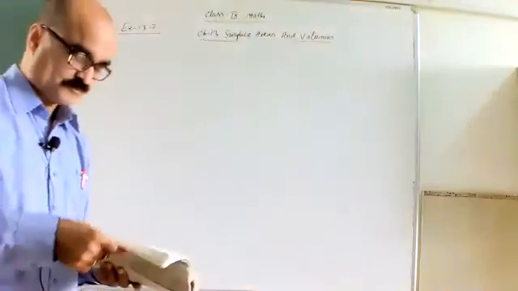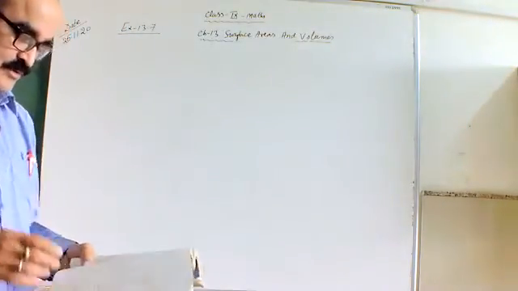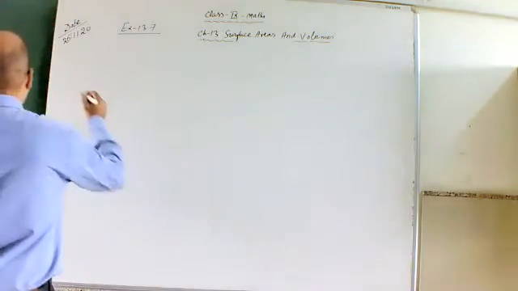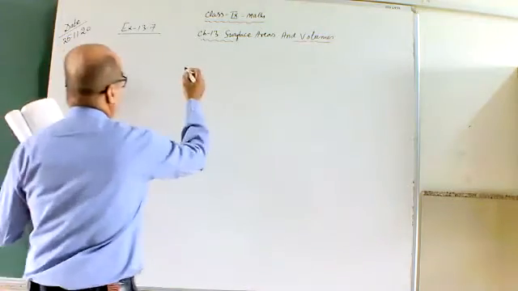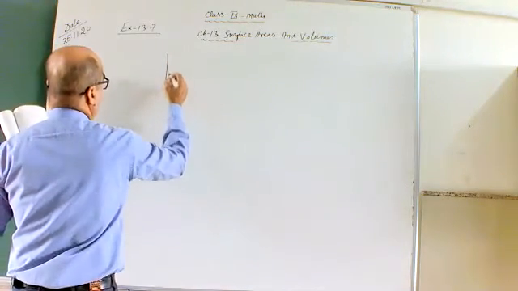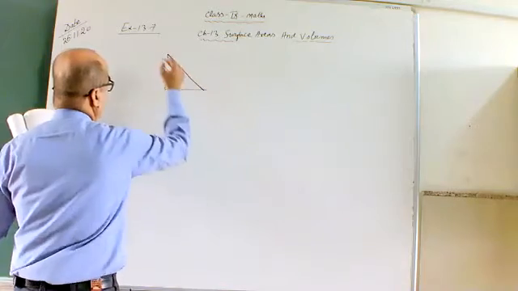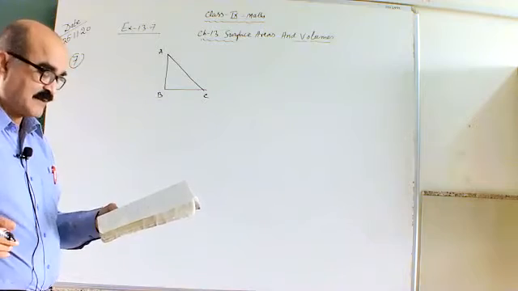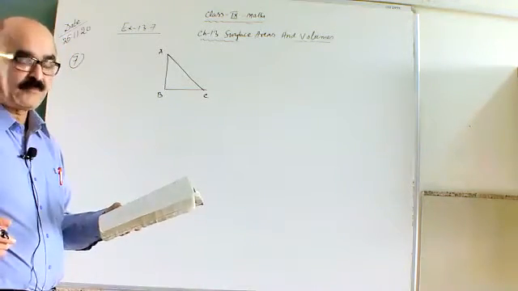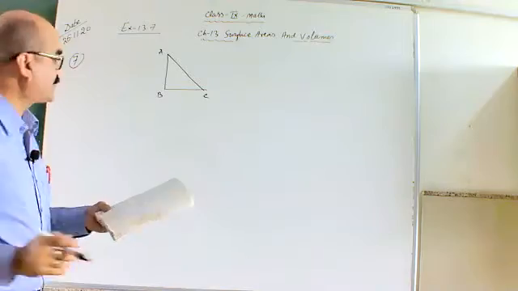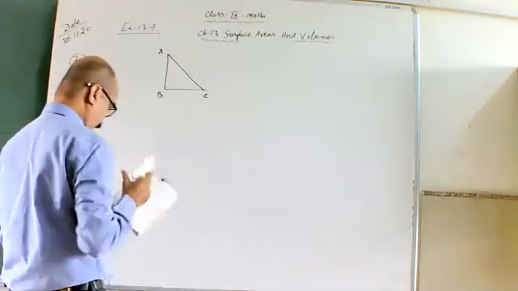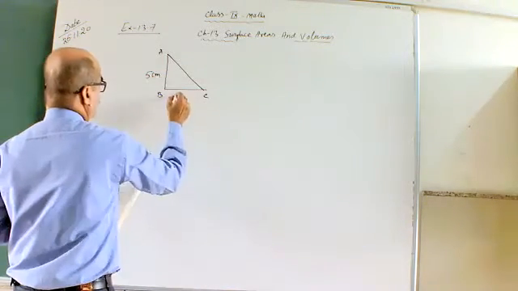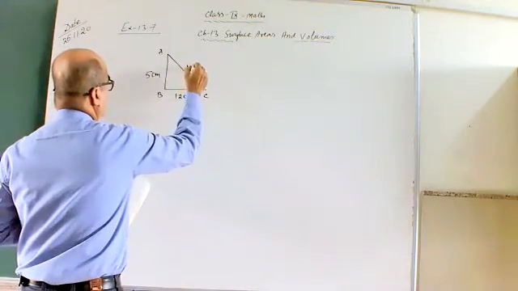Now, next question. Question number 7 is a right triangle ABC with sides 5 centimeter, 12 centimeter, and 13 centimeter.